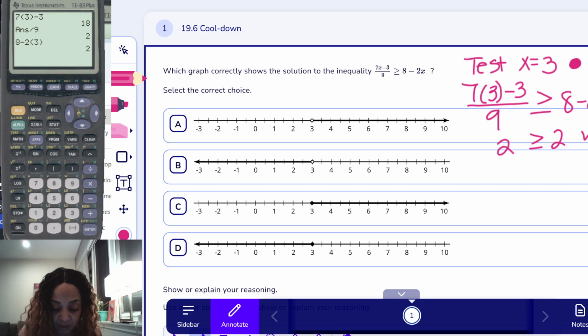So choice A is no good. Choice B is no good. We're down to C and D. Notice both of them have a closed circle on 3. So let's test points. Let's test out for C. Let's test a number to the right of 3. So let's go with 5.